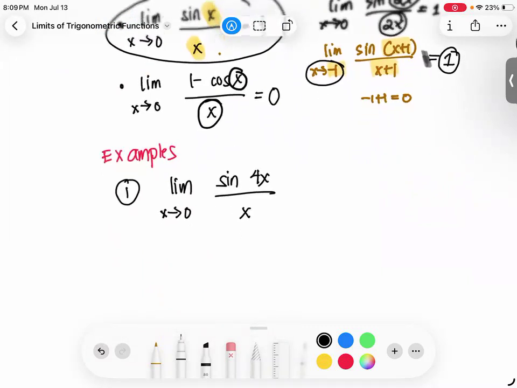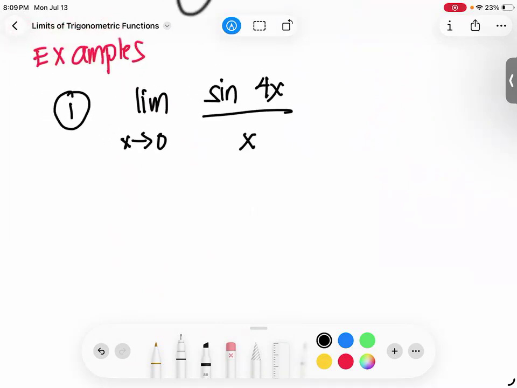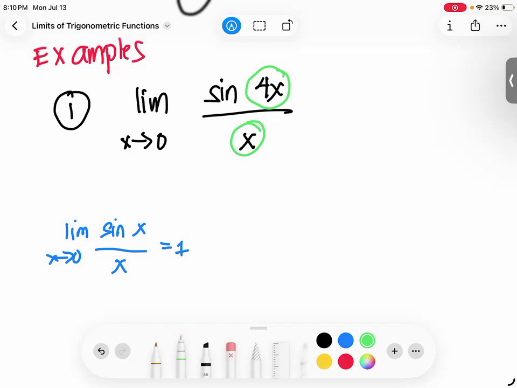Okay, what if we're trying to find the limit of sine of 4x over x as x approaches 0? So for the identity to hold, let's just rewrite the identity here. We have two conditions. First, the argument and the denominator should both approach 0. So when you plug in 0 here to 4x, it becomes 0. When you plug in 0 to x, it also becomes 0. So in that way, that condition is satisfied.